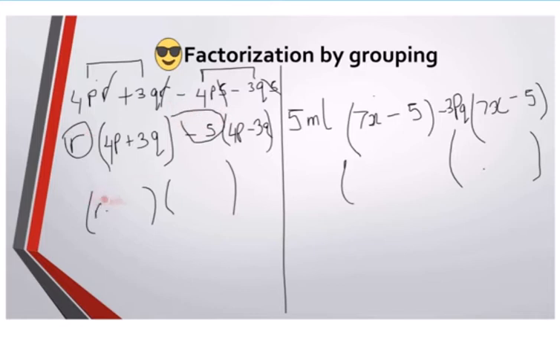Okay, and we can further factorize the brackets. As we can see there, we have two common terms, so we're going to take out one. So you're going to put 4p plus 3q in brackets.